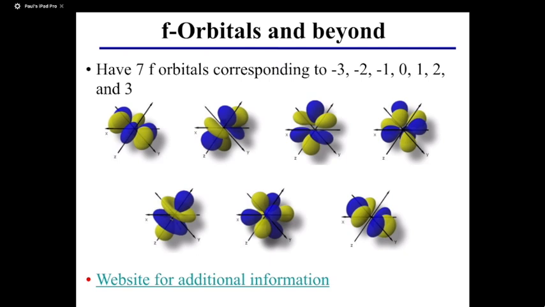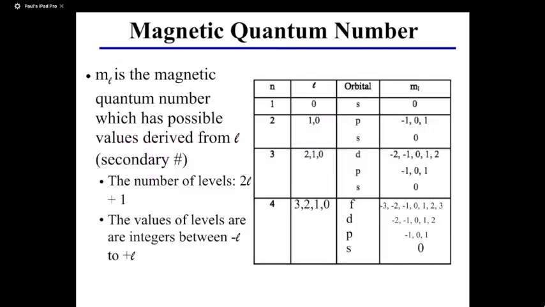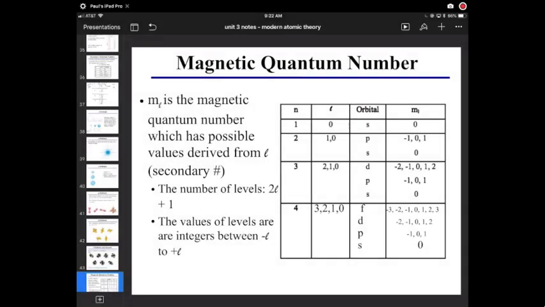Now, I've shown you the first quantum number, how far away we are from the nucleus. I've shown you the second quantum number, what shape they are in. What in the world is that third quantum number? That third quantum number represents this.